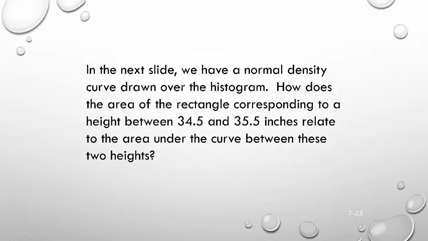In the next slide, we have a normal density curve drawn over the histogram. So I'm going to draw that normal bell curve. All right. And then here's a question I want you to ask yourself. How does the area of the rectangle corresponding to the height between 34.5 and 35.5 inches relate to the area under the curve between those two values?